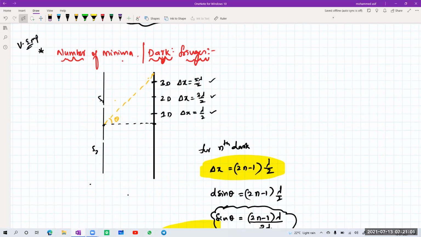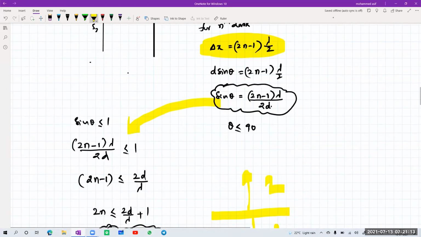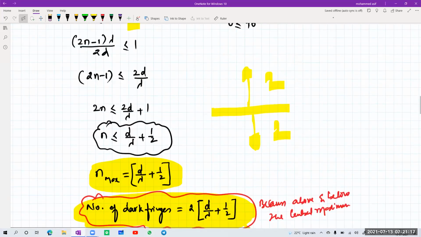In the YDSE experiment, say somewhere on the screen we are taking the dark points. I don't know where they are forming. So say, for example, the first dark is at lambda by 2, then 3 lambda by 2, 5 lambda by 2, like that the second and third will be forming. So for the nth dark, I know the formula. I took the path difference formula d sin theta and simplified it. We are getting the formula as what?